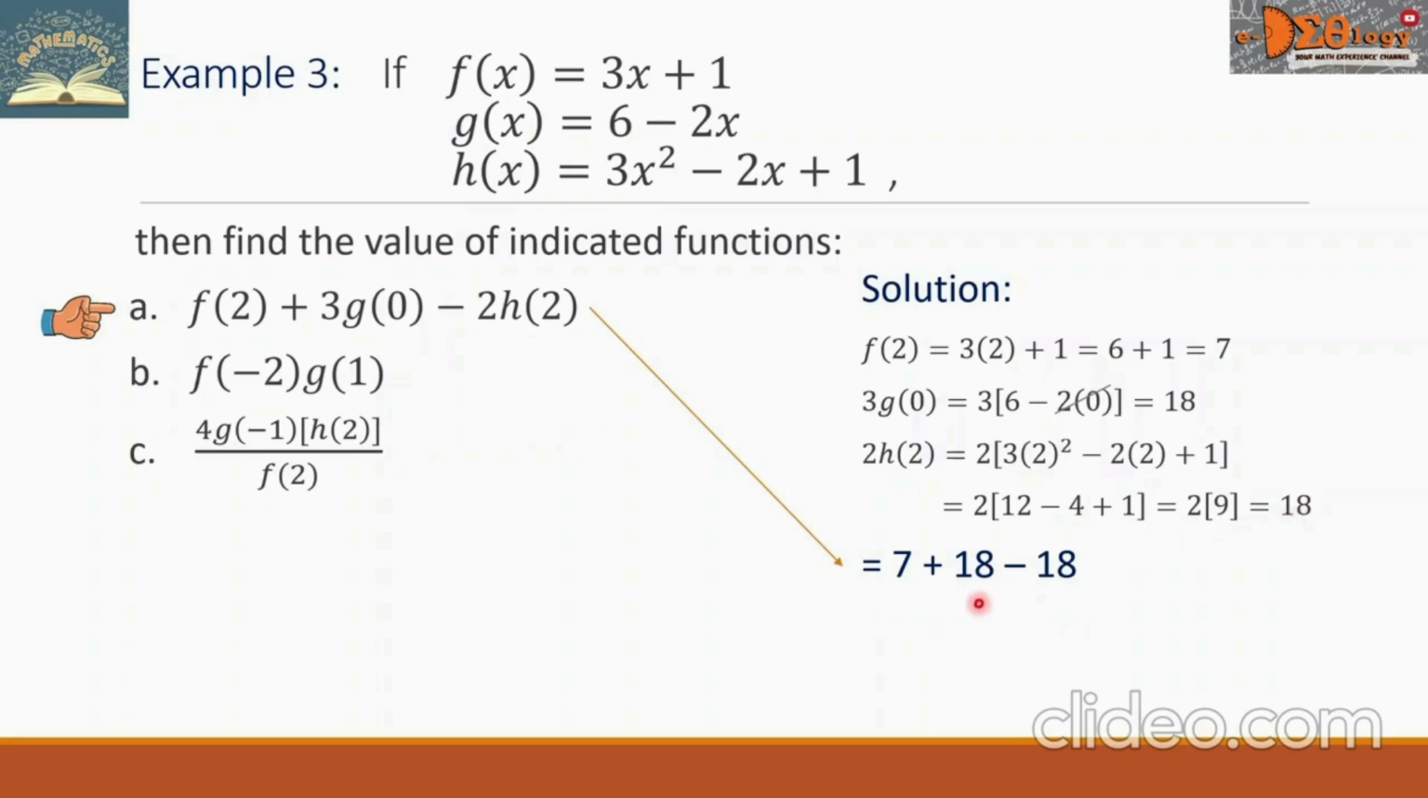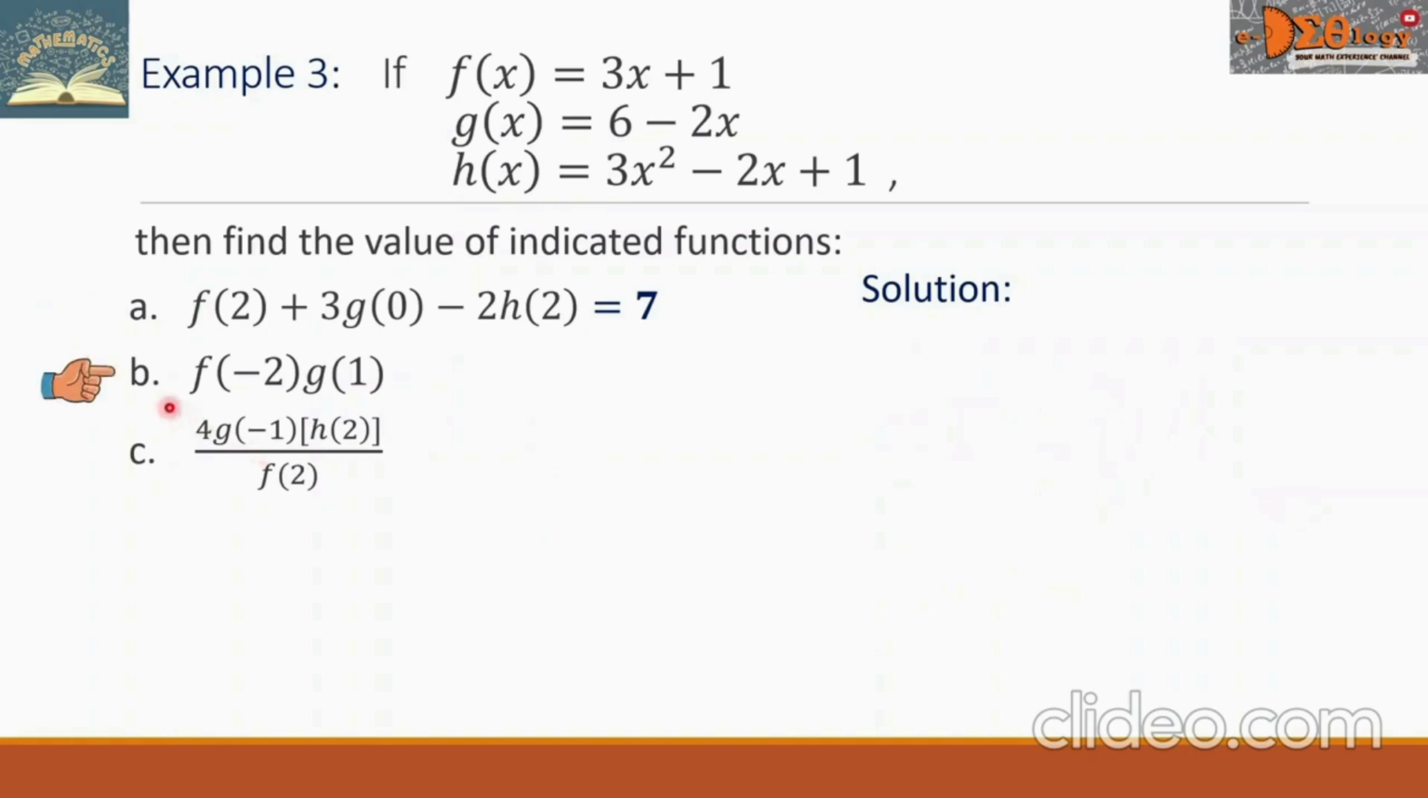So 7 plus 18 minus 18. This 18 minus 18 is simply 0, so we bring down the value 7. For problem A, the answer is 7. Let's copy this answer opposite problem A. Then we answer problem B.